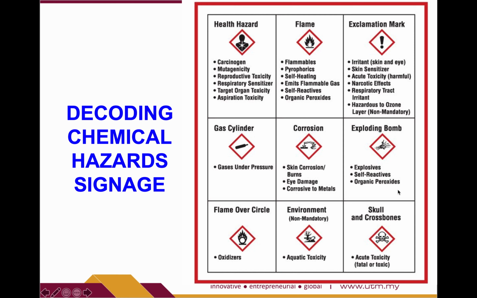The next one is the exploding bomb, which denotes explosive or certain self-reactive substances and organic peroxides as well. The next one is flame over circle, which stands for oxidizer. Probably a lot of people would be confused by the oxidizer. Oxidizer is not a flammable product, so they are different. These two signage are different. Don't get confused with them.